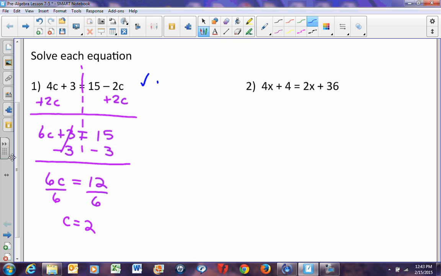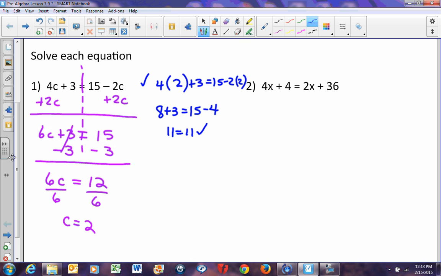So I have 4 times c, which we solved as being 2, plus 3. Does that equal 15 minus 2 times 2? 8 plus 3, does that equal 15 minus 4? 8 plus 3 is 11, 15 minus 4 is 11, so it checks. Always a good idea to check your problems.